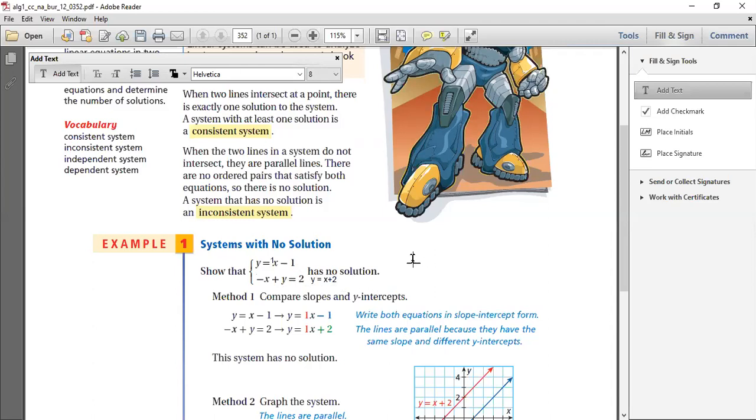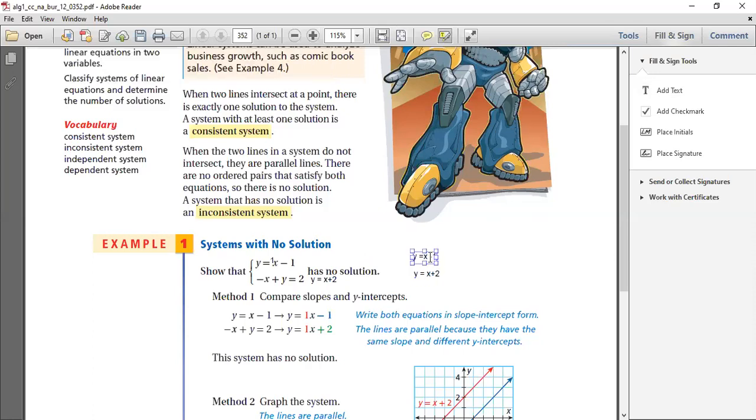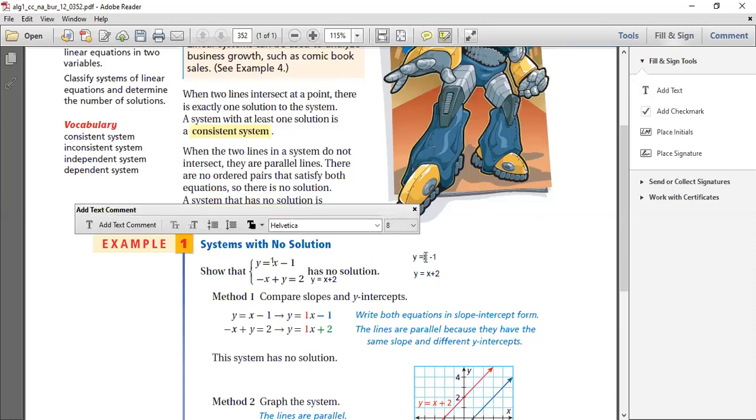Now, what are the two equations we have? The first one is y is equal to 1x, meaning x, minus 1. I don't even need to write the 1 there. And the other one I have is y is equal to x plus 2. Now just look at these slopes. Are they the same? Is the slope the same for this equation and this equation? Yes, it's the same. If the slope is the same, go on and check the y-intercept.